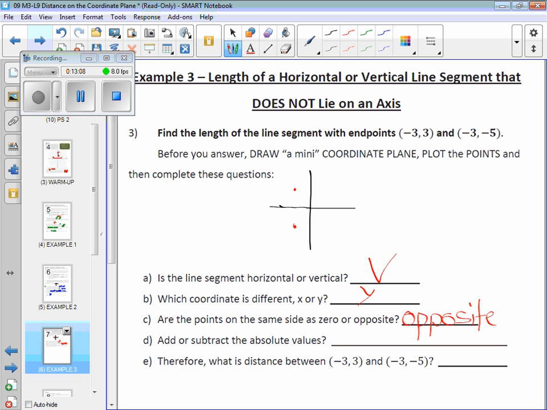That's what you got to remember. Opposite is add, same subtract. Okay, do it. What's the distance? Add their absolute values. Which coordinates are different? Add their absolute values. 8 is right.